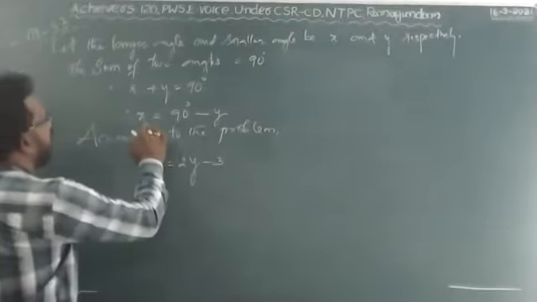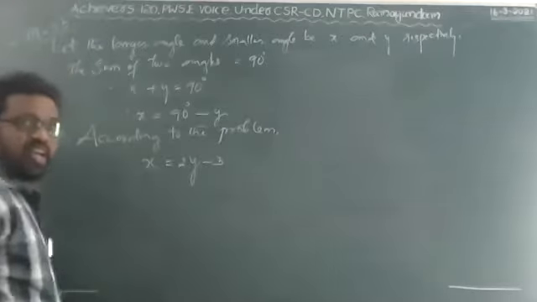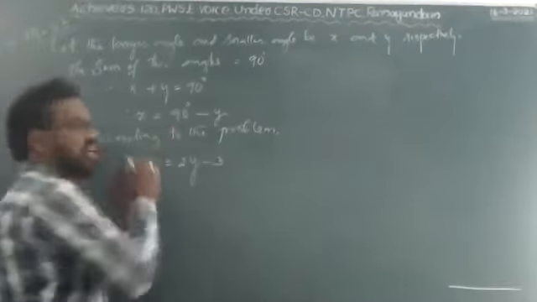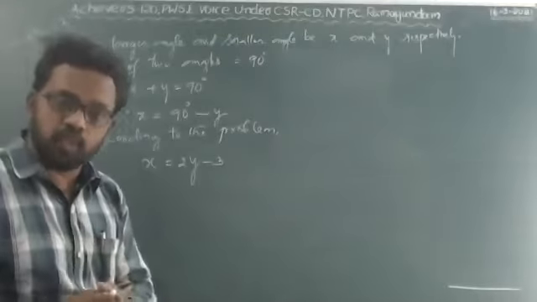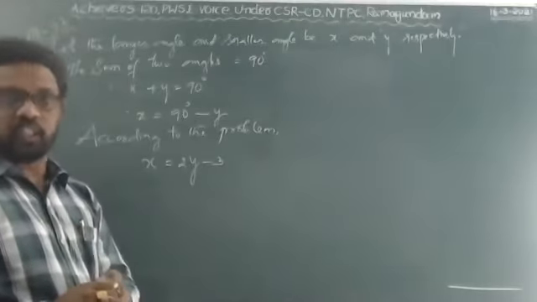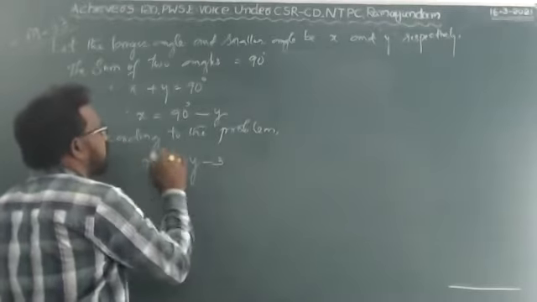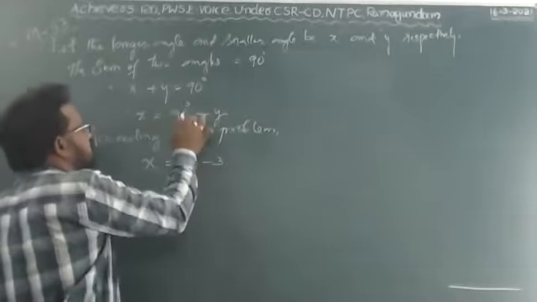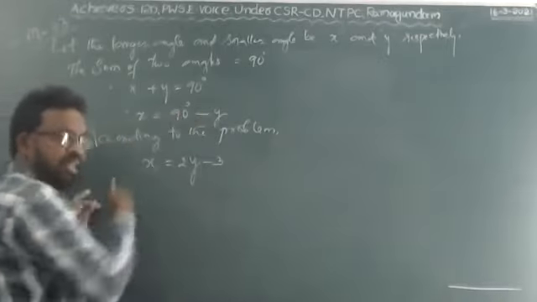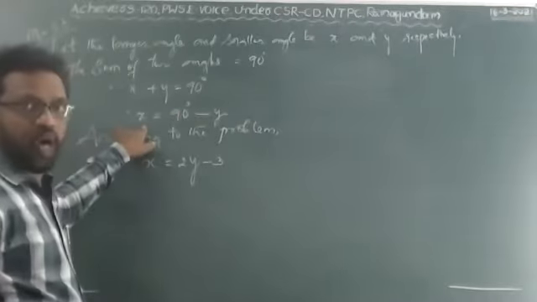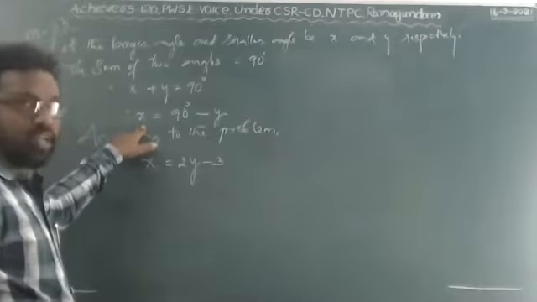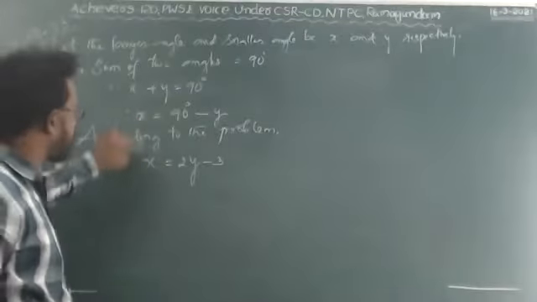Already here x is equal to something. That x value substituting here is only called the substitution method. Here you got the x value. Even this one you can substitute in this. Otherwise, already we have x is equal to 90 degrees minus y. This value substitute here. What is the x value now?